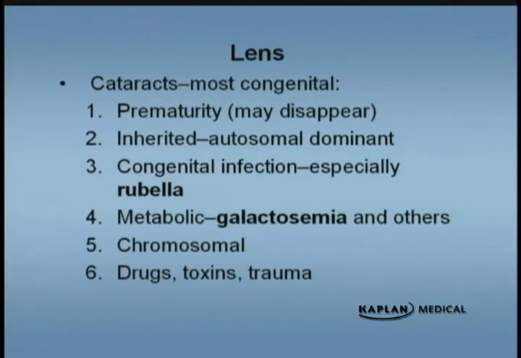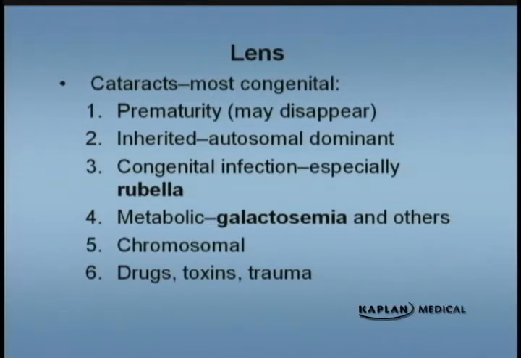They can sometimes disappear, the cataracts that are associated with prematurity. When they discuss cataracts on the exam, if they're discussing congenital cataracts, the two things that should come to mind right away are going to be rubella, congenital rubella syndrome, and the second one is going to be galactosemia, and they will give you findings in the stem of the question to lead you one way or the other.